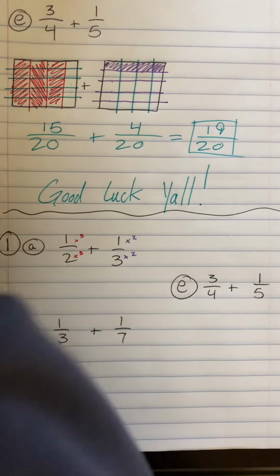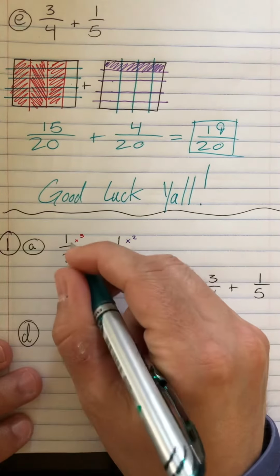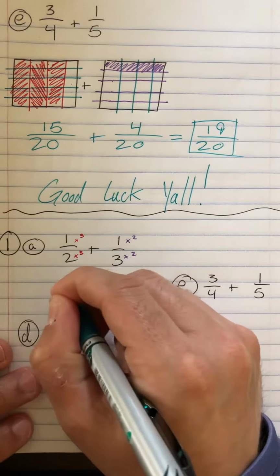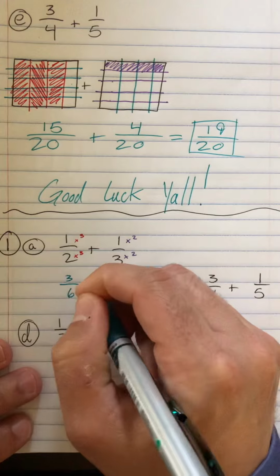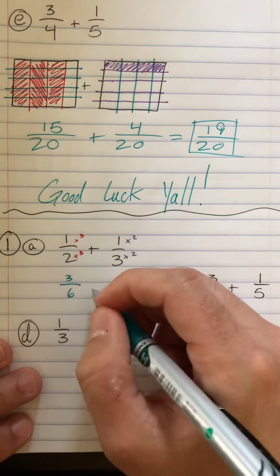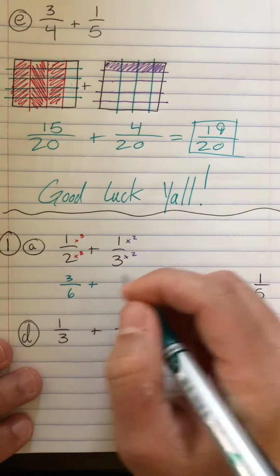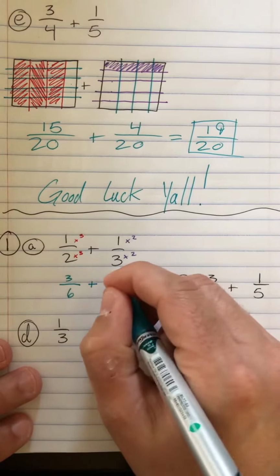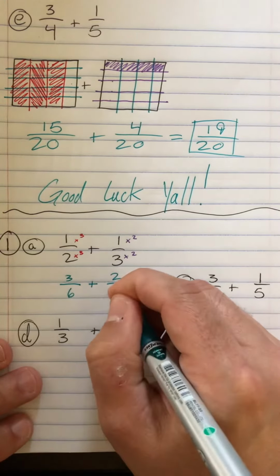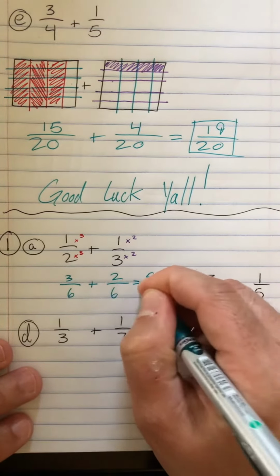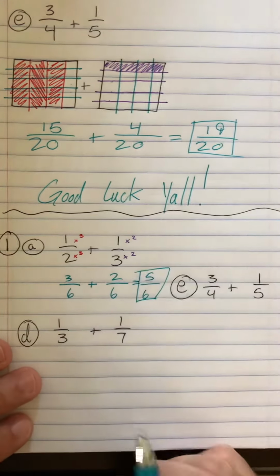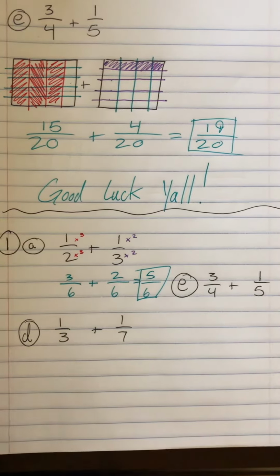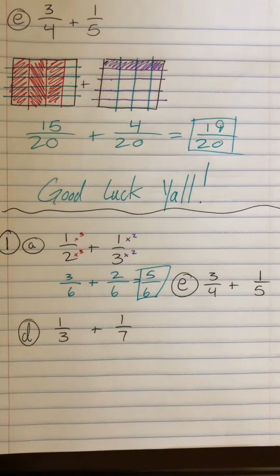Okay. So that should give us 1 times 3 is 3. 2 times 3 is 6. So 3/6 is an equivalent fraction to 1 half. Plus 1 times 2 is 2. 3 times 2 is 6. Giving us 5/6 is our answer. Okay, a lot faster. That's how I would usually solve it.